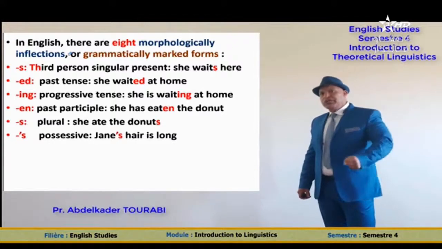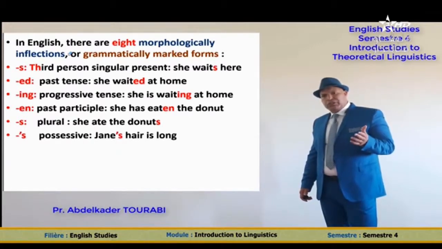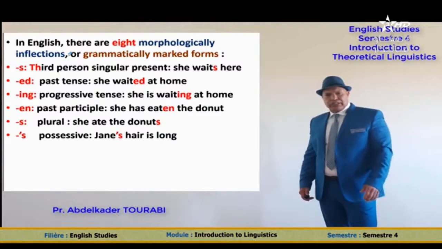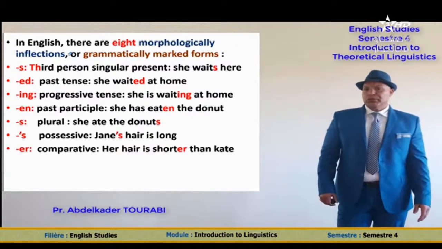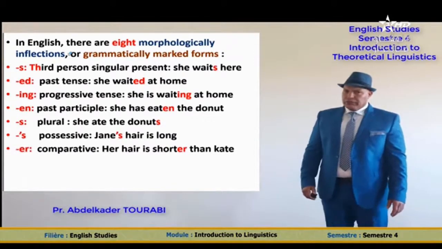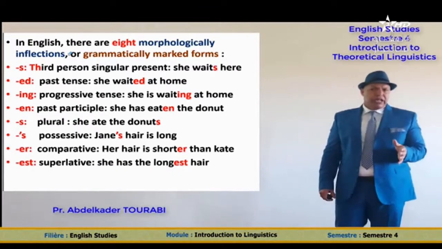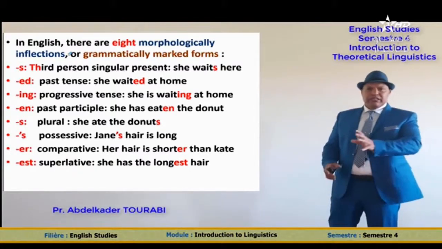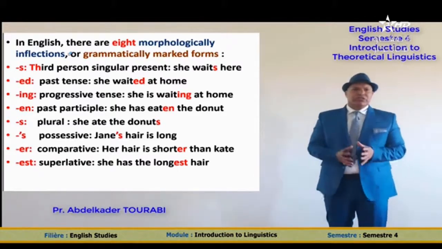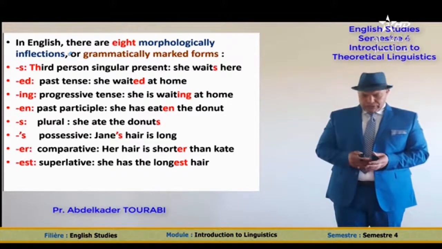Possessive: we have Jane's hair is long. So the S is the possessive morpheme, expressing the relationship between Jane and her hair. The ER, comparative: her hair is shorter than Kate's. But sometimes we have superlative, like EST, superlative morphemes: she has the longest hair. So, as we discussed about the grammatical markers or the morphological inflections, we have in English 8 morphological inflections.